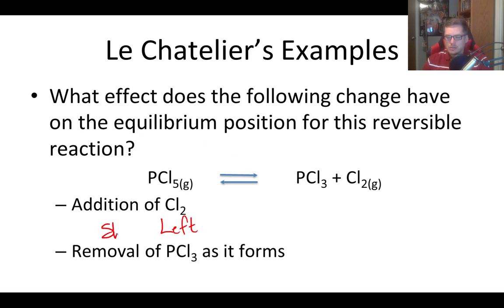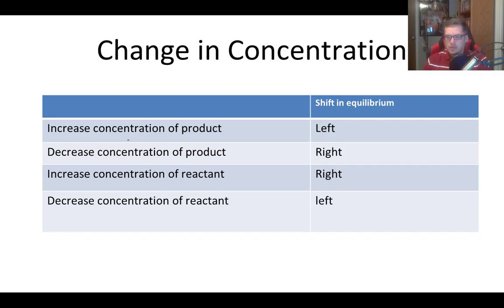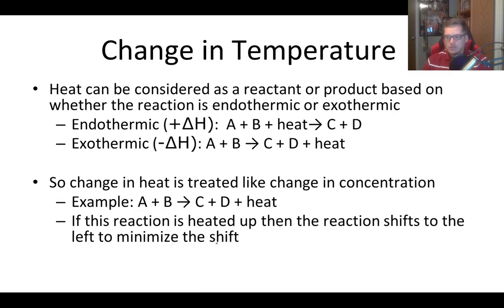Now if we remove PCl3, that's this guy here on the product side, the reaction going to the left will slow down. And if this slows down, then it'll push less hard, so we'll end up shifting to the right. You could also just use the same table here. We increased a product, so we shifted left, and then we decreased a product, so we shift right.